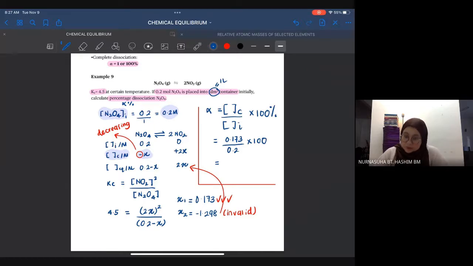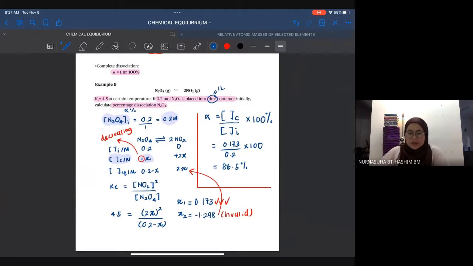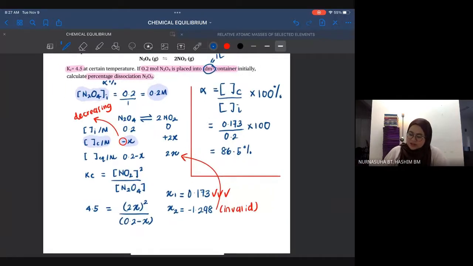Dapat berapa? 86.5. Okay, good. So maksudnya out of 100%, only 86.5% dissociate. Okay, maksudnya if you ada 100 yang ni, yang bertukar jadi produk, tak semualah, hanya 86.5%. Okay, so itu maksud alpha, degree of dissociation.